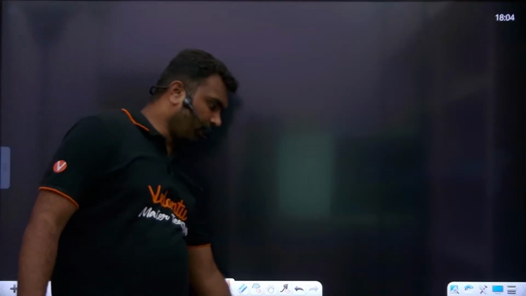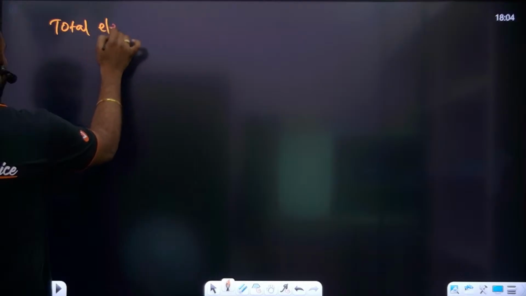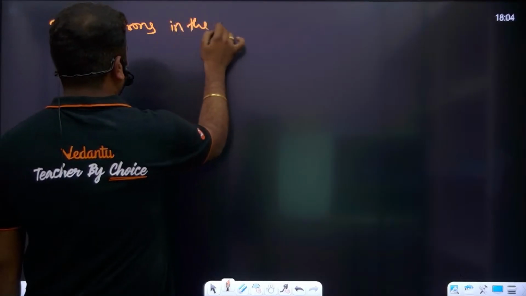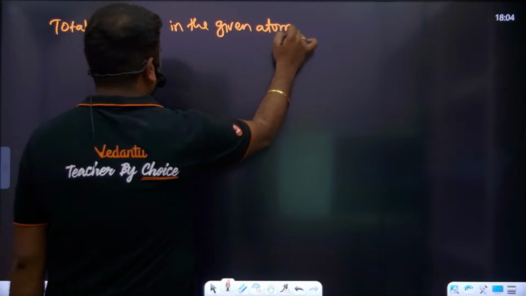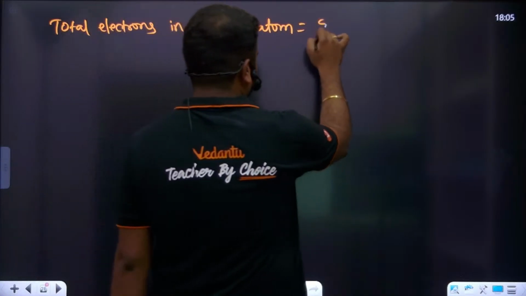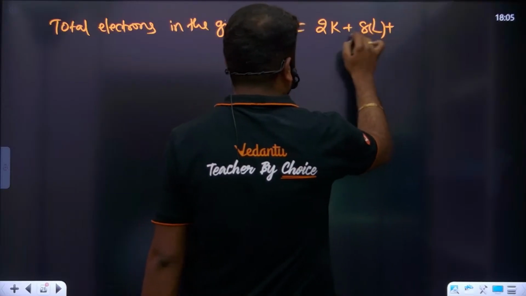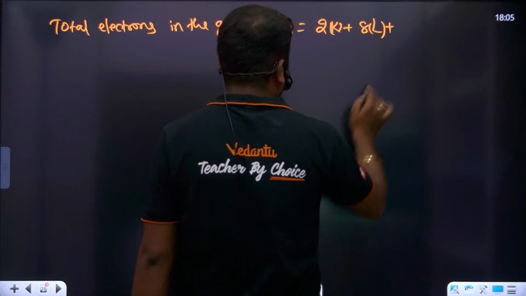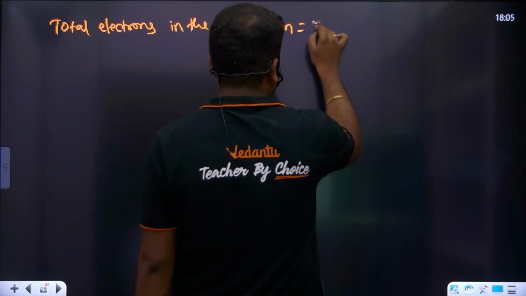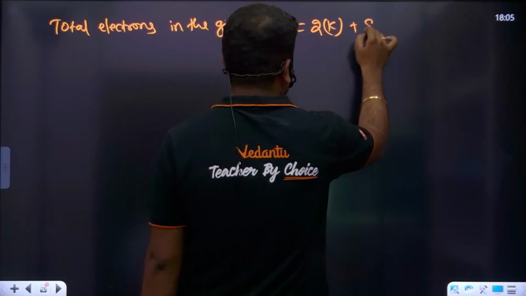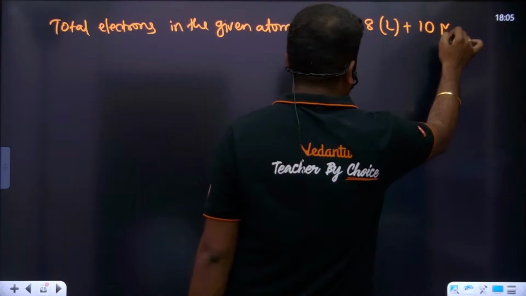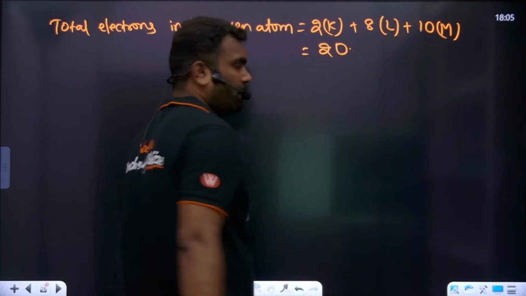So the total electrons in the given atom is 2K plus 8L plus 10M, that is, 2 in K, 8 in L and 10 in M. So 20 electrons are present.